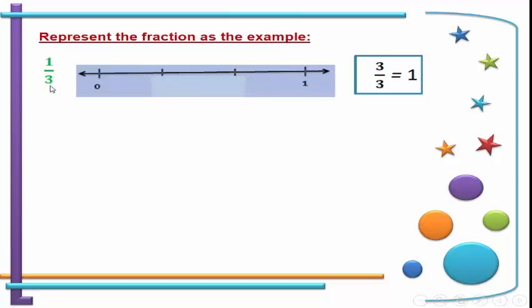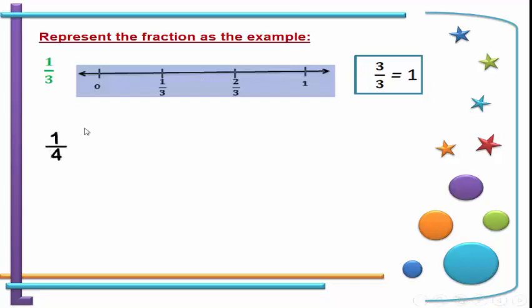Then I look here at the denominator, or bottom number. It's 3, so I break. Step number 2, I will divide or break the number line into three equal parts. After 0, 1, 2, and 3. Start from here. 0, 1 over 3, 2 over 3, and 3 over 3, we write it as 1. Because 3 over 3 equals 1. Okay, more example.